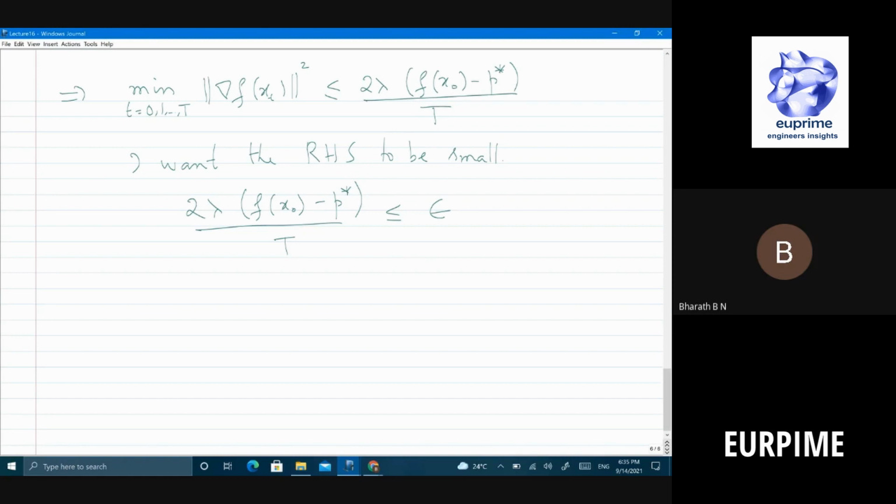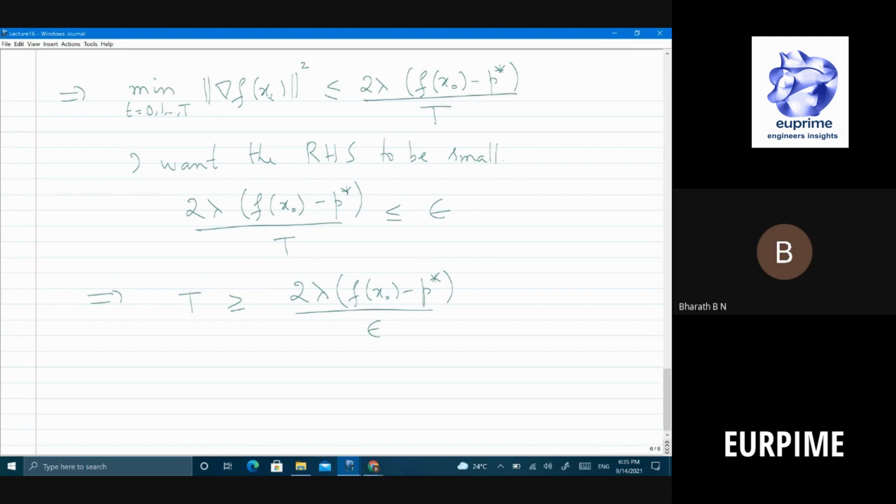But the moment it is less than or equal to epsilon, what does it guarantee? The previous argument guarantees I'm very close, some delta close, to the global optimum, right? It is guaranteed. Now, what does this imply? This implies t is greater than or equal to 2 lambda f of x naught minus p star by epsilon. That means if I run so many steps, I'm sure that the gradient at some point will be less than epsilon. That's where I can stop, and you choose epsilon the way you want, right? How small epsilon should be, right? This results, so this proves convergence, right?